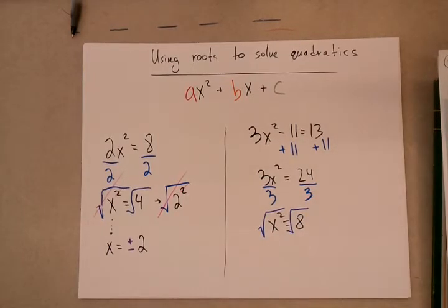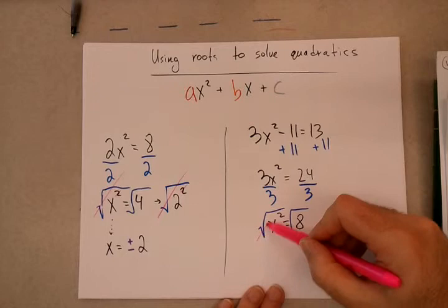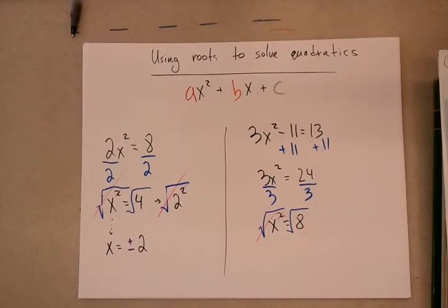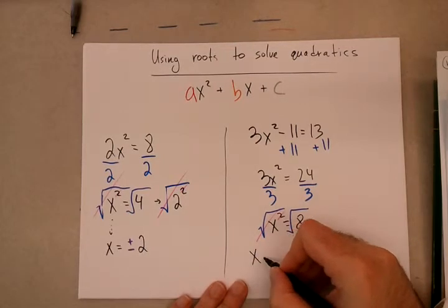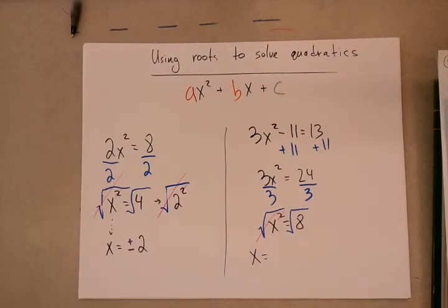And I root the left side to get rid of the power of 2. I root the right side because whatever I do to one side of the equation, I have to do to the other side as well. Then I can cancel out my power of 2 and the square root there, and my x is all happy all by itself. But now we have this root of 8. It's not a perfect square, so how do we deal with that?